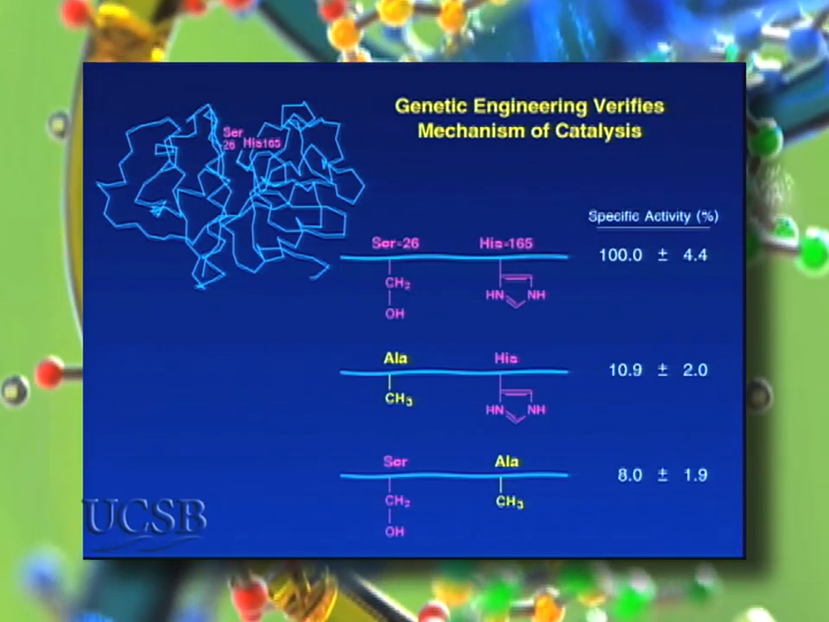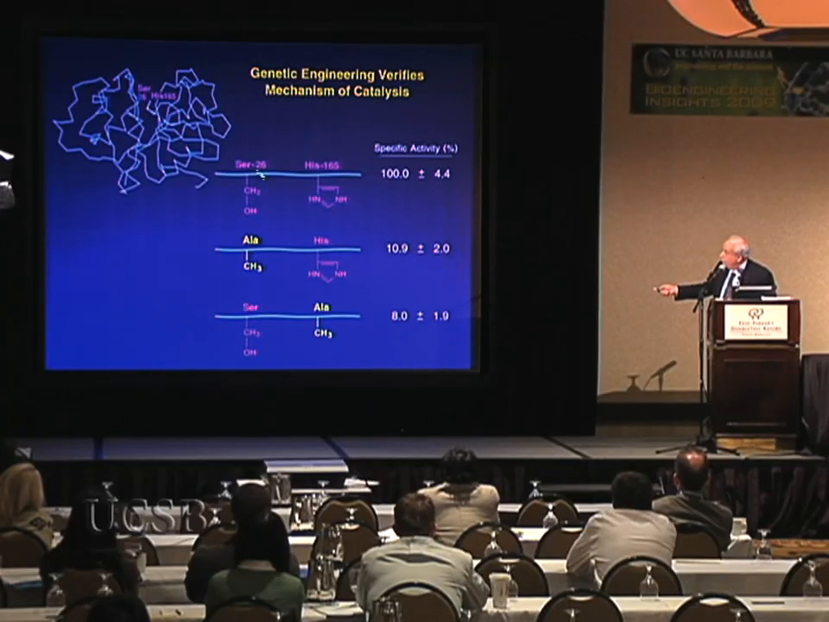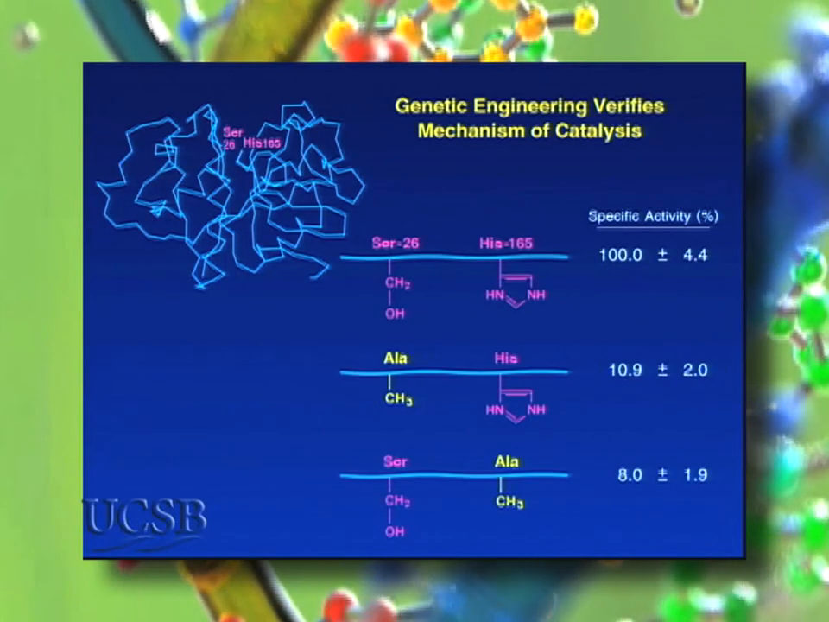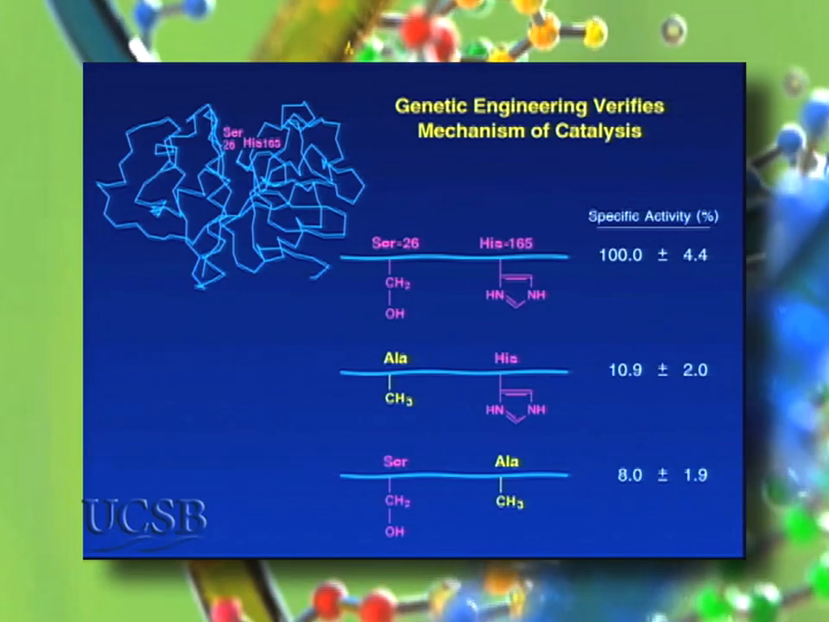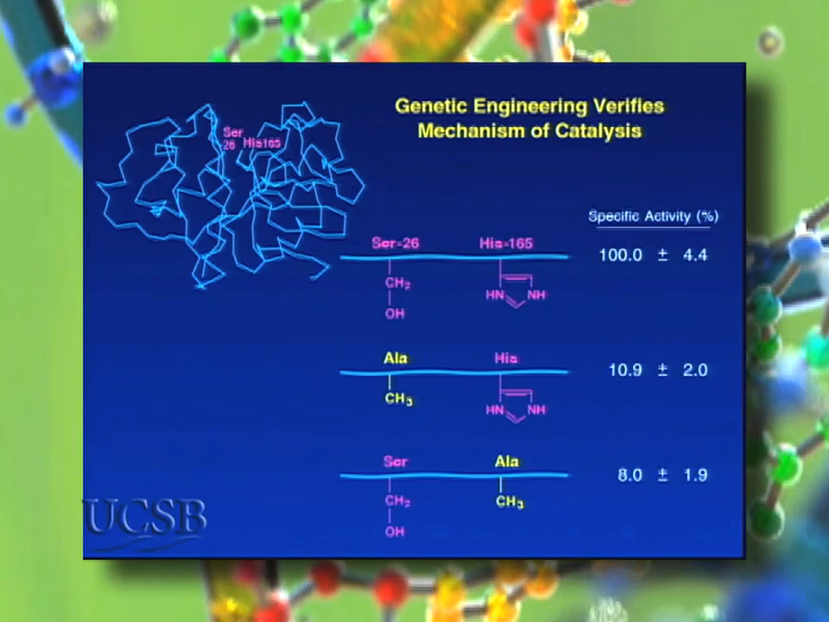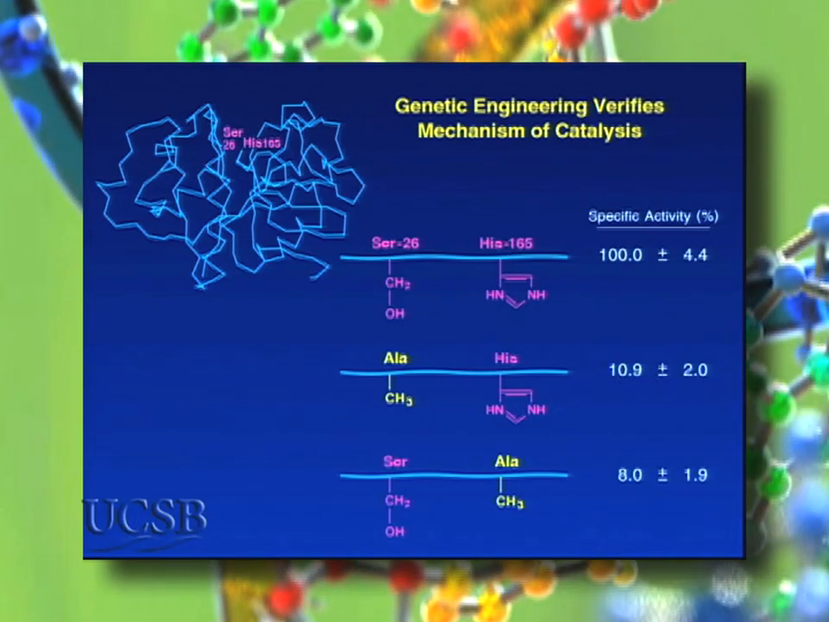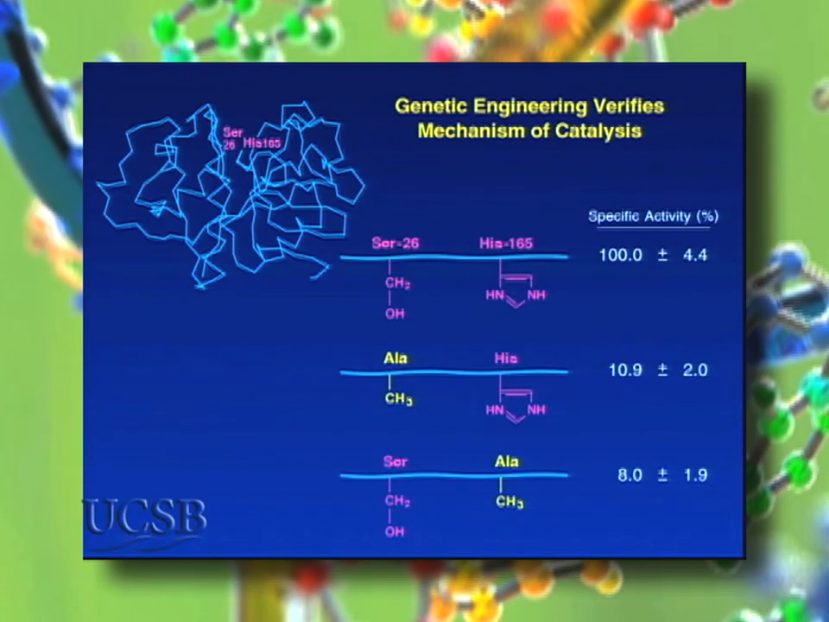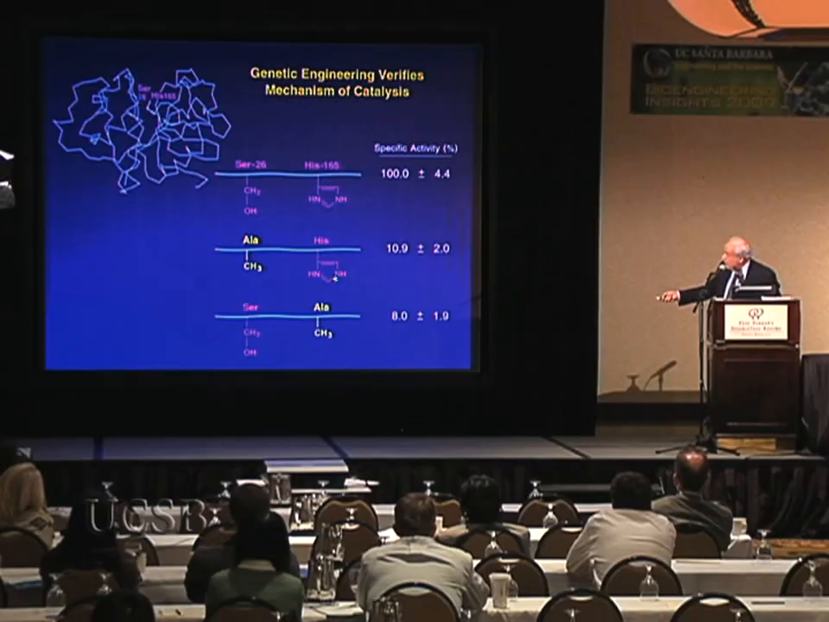And sure enough, when we changed the DNA to produce a variant of the protein in which the nucleophilic serine hydroxyl is replaced with a methyl group, we knock out 90% of the catalytic activity. If we change the imidazole, which we postulate is hydrogen bonding to that nucleophilic oxygen and increasing its nucleophilicity, facilitating its attack on the silicon, when we replace the imidazole with the methyl group, we knock out 90% of the activity. If we replace both of these catalytic amino acids together, we knock out 95% of the activity.